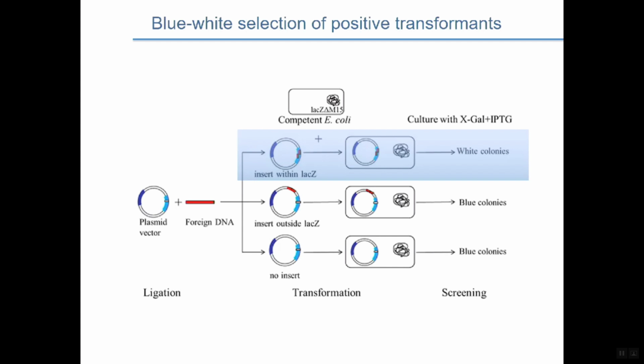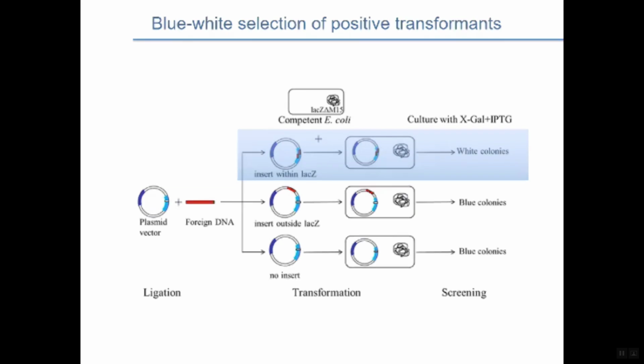But normally what happens in reality is some people have no colonies, some people have only blue ones, and some people have a mix. So you really want the mix, because then you can pick the white ones. That's the ones you want, because those are the ones you know have the PCR product or your gene of interest in the right section of the plasmid.